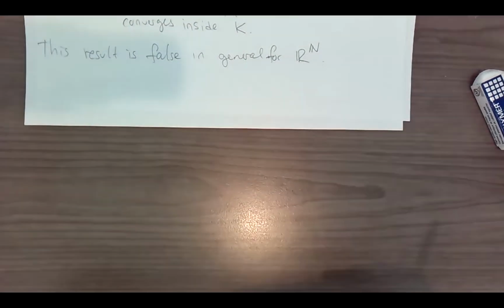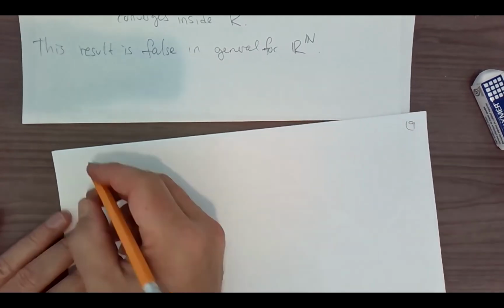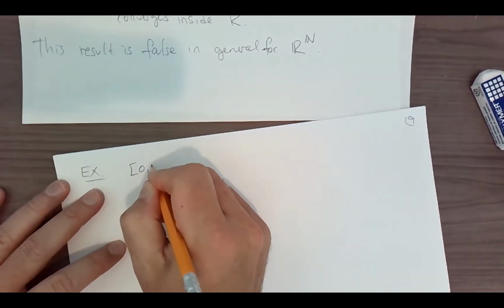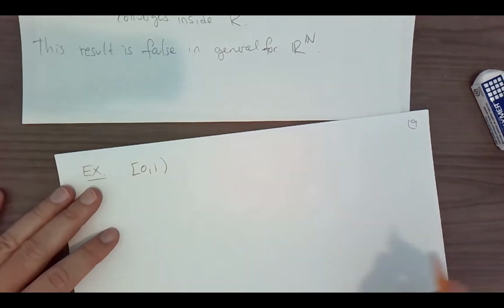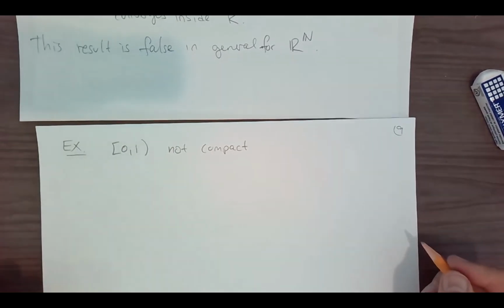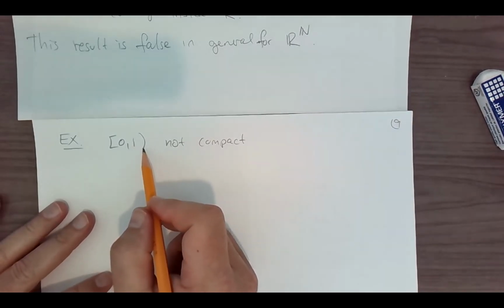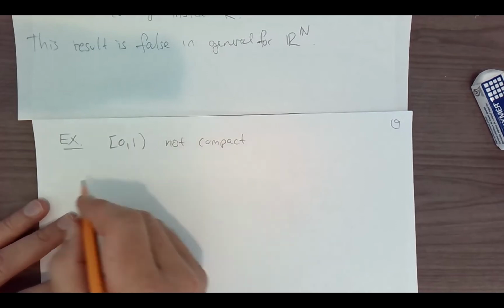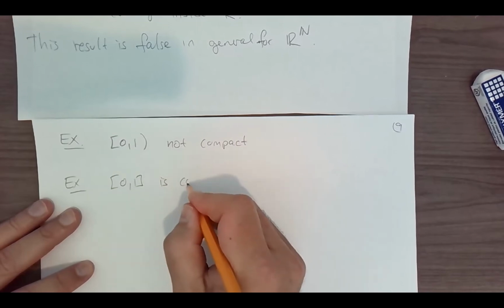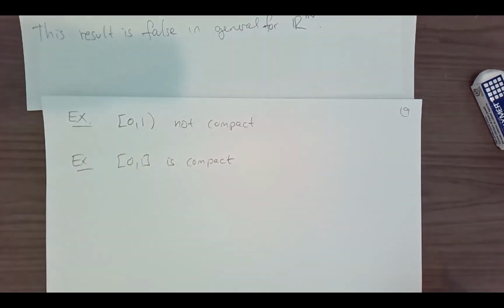Let's look at some examples and see if we can get a feeling for what a compact set is. We start out by taking the set 0 to 1, and then leave it open here. This is not compact, because it's not closed. So if I close it, this is compact. This is a closed bounded interval. That one works.